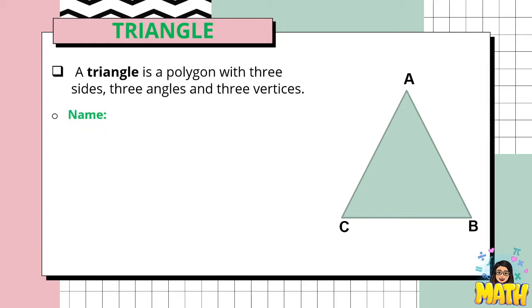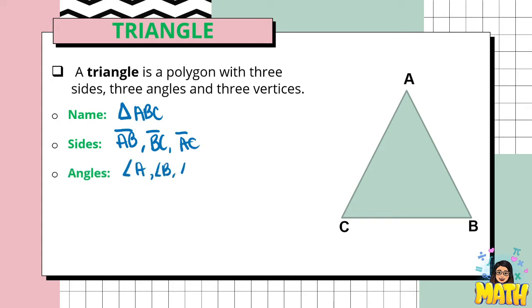To name a triangle, we use the symbol for triangle and we use its 3 vertices. So this is named as triangle ABC. For its sides, we have the different segments, segment AB, segment BC, and segment AC. For the angles, we have angle A, B, and C. And for the vertices, that is where the 2 line segments meet. So we have point A, point B, or point C.